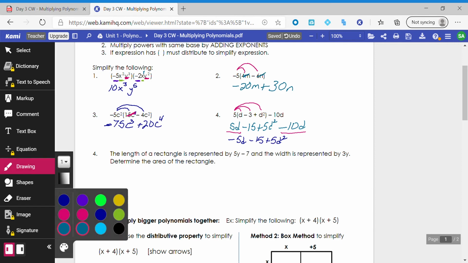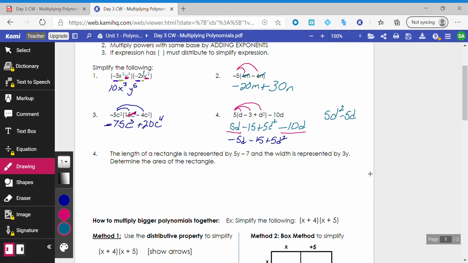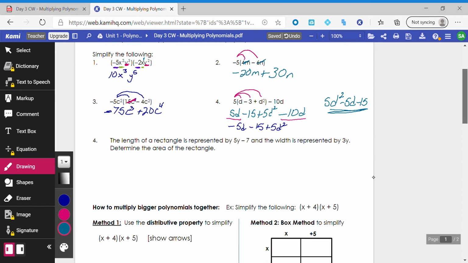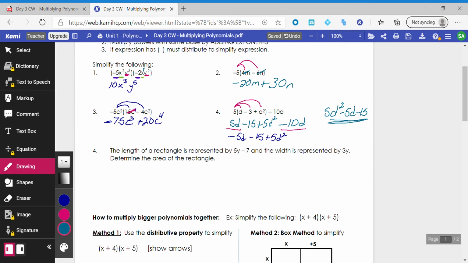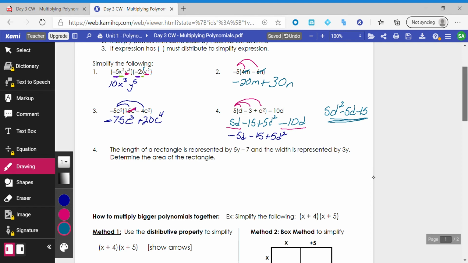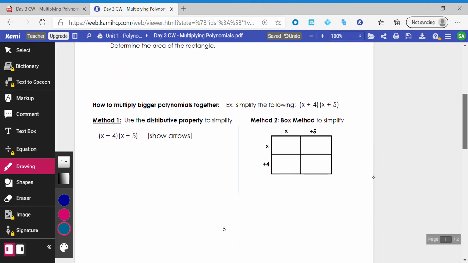However, if we wanted to put this in simple standard form, I would just rearrange it so that the highest exponent comes first. So 5d squared minus 5d minus 15 would be the correct simple standard form of the answer. So that is distribution, monomial times any number that we can think of, monomial times monomial, monomial times binomial, and a monomial times trinomial. Distribution remains the same. What's outside is multiplied with everything inside.